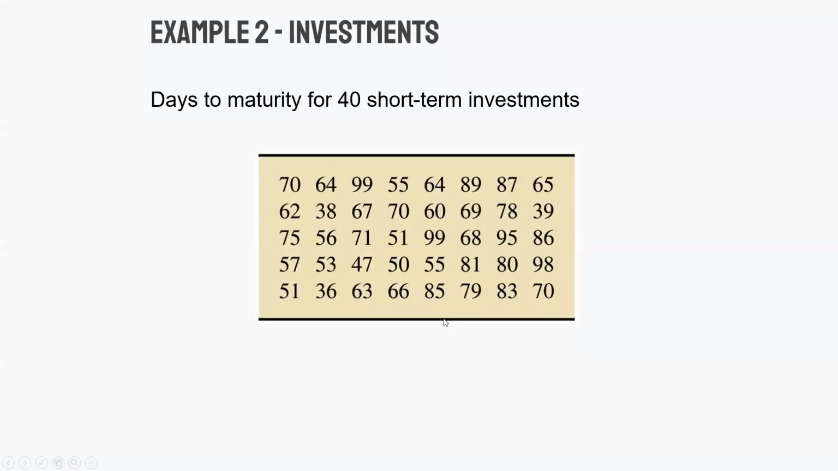All right, let's change it now and do something that's a little bit different, a little bit more difficult. What you see listed here are 40 short-term investments. Let's just call them bonds that you buy. You can buy short-term bonds. And what this is, is days to maturity. What that means is, when you buy the bond, how long until you can cash your money out? How long does it take for you to get your interest on that bond?